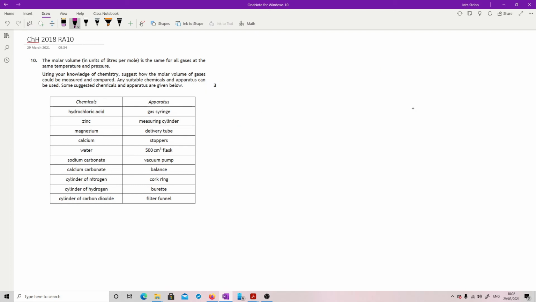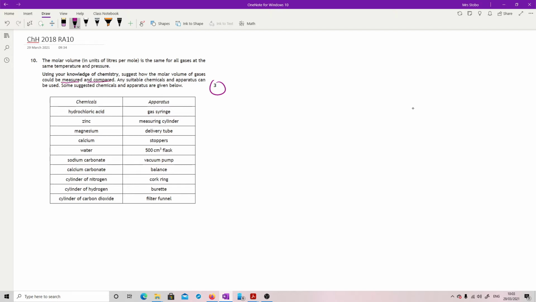Okay, question 10 is a 3-marker. We are looking for the molar volume is the same for all gases, same temperature and pressure, which is a statement of fact. Use your knowledge of chemistry, suggest how the molar volume of gases could be measured and compared. So we're going to have to do a measurement and a comparison. So there's 2 parts to this question.